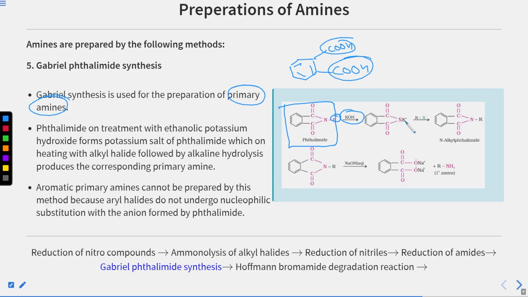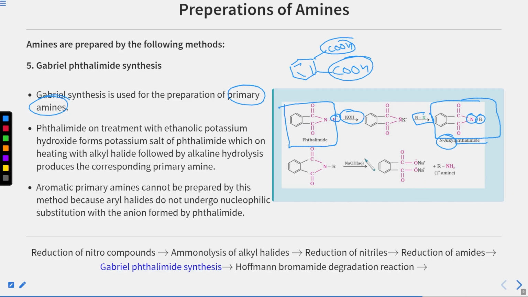Now this nitrogen has a negative charge on it. If you treat it with RX, this will attack the R and will kick out the X to make your N-alkyl phthalimide. So it is a derivative of phthalic acid only, in which we have created a phthalimide, and it is N-alkyl because this is for NR.